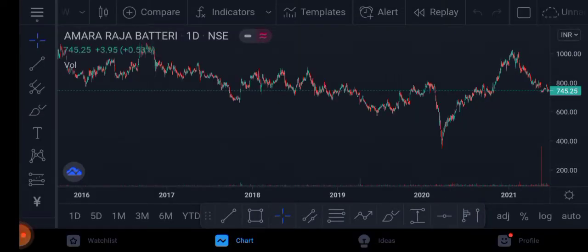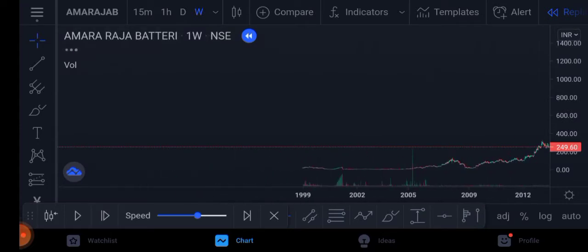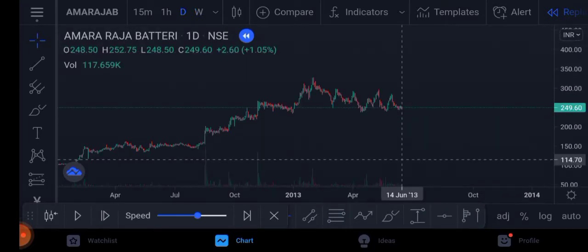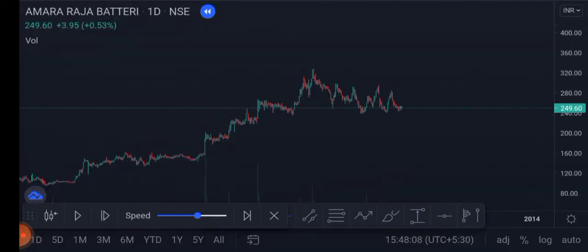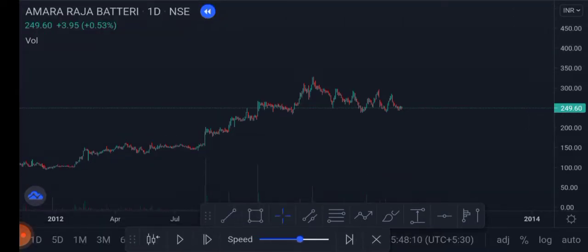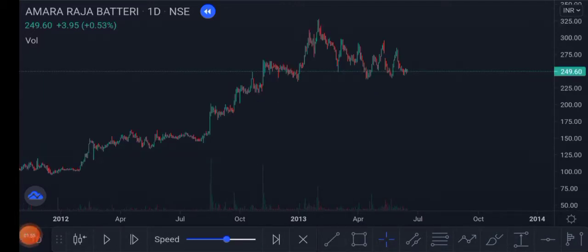I'll go almost 10 years back. I am at 14th June 2013. We'll start our analysis from here and I'll continuously mark my zone of support and resistance and buy my shares. Now let's analyze Amara Raja Battery stock which is trading at 250 rupees in 2013.